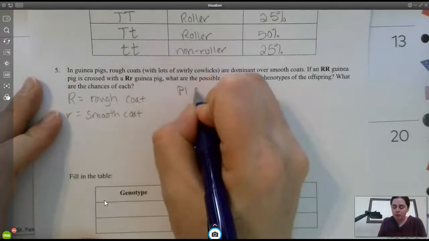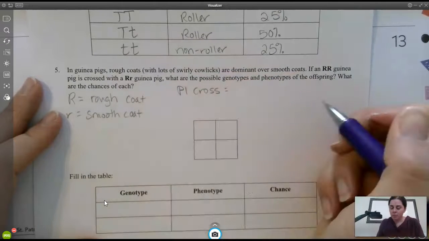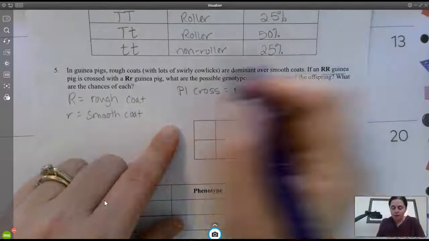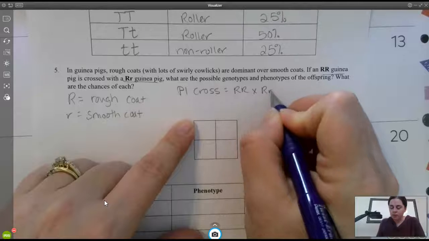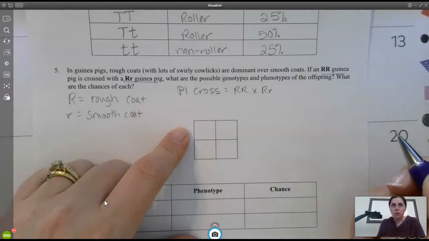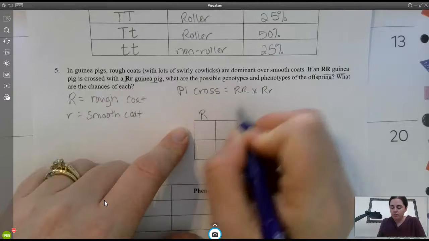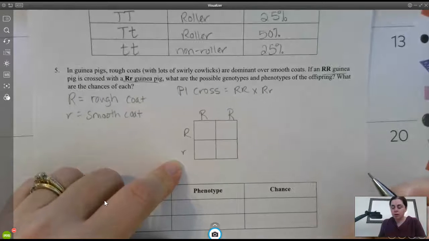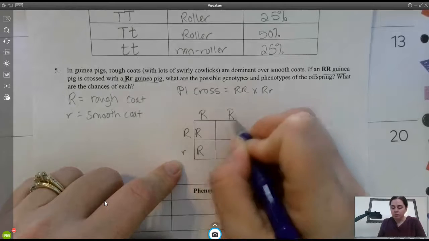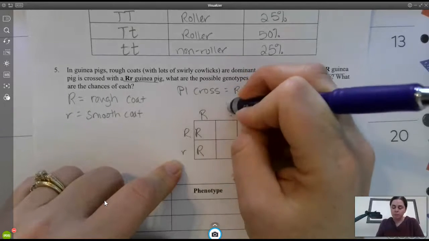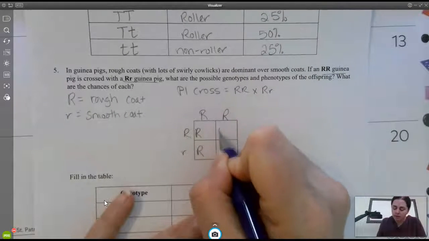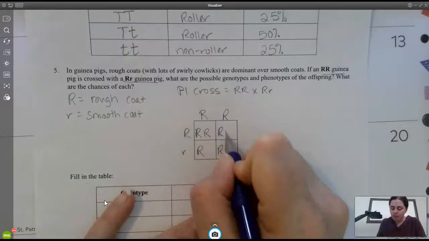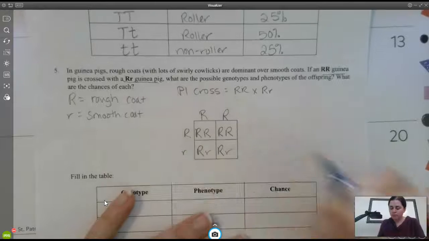And our P1 cross is going to be big R big R, this is parent 1, crossing with big R little r for parent 2. Okay? So what we need to do now is put our parent 1 on top here and parent 2 on the side. Drop your big R's down. And I didn't mean to put that quite so far over. That should be more centered. That way it looks like it belongs where we're putting it. And then we slide our big R's over, and we slide our little r's over.